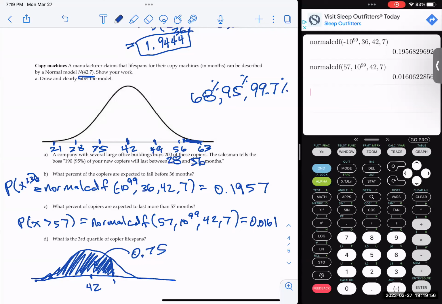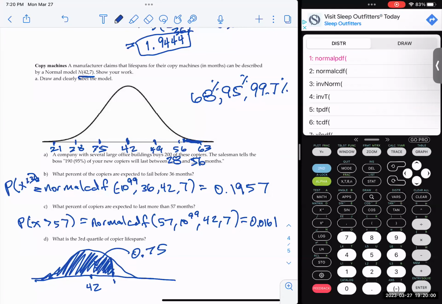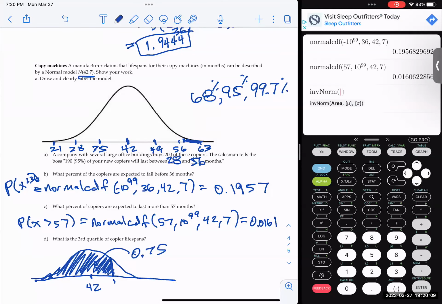That's perfect. So we said we're going to use a different command, second distribution. And you all supplied the normal, right? The inverse normal. So what numbers am I going to put in? It tells me area, mean, standard deviation. What do I put in?